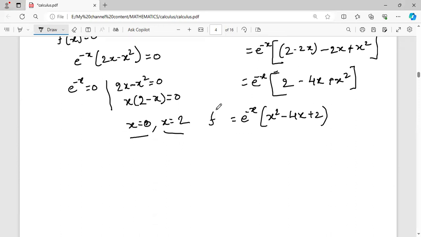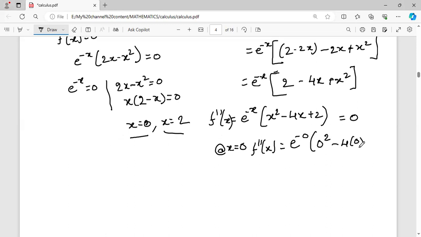So this is the f double dash of x. F double dash of x can be equal to 0. Where here we get the values of x equal to 0 and x equal to 2. So at x equal to 0, what is the result? We have to observe f double dash of x equal to e power minus 0 into 0 square minus 4 into 0 plus 2. So finally you get e power minus 0 means 1, 0 minus 0 plus 2. We get f double dash of x equal to 2. It is greater than 0.